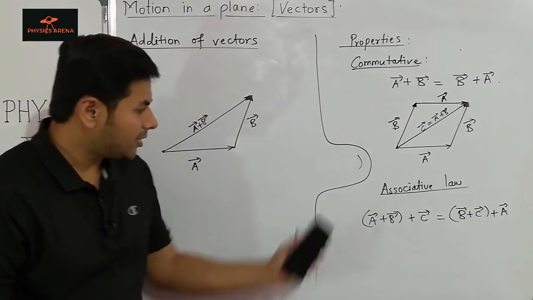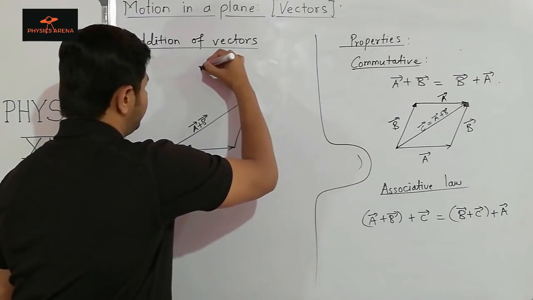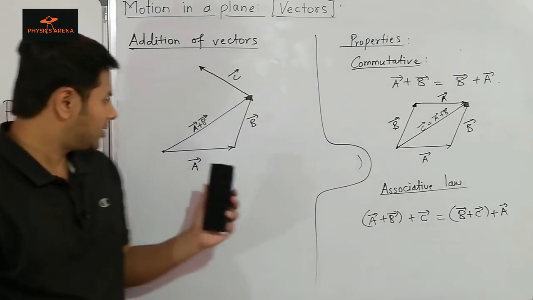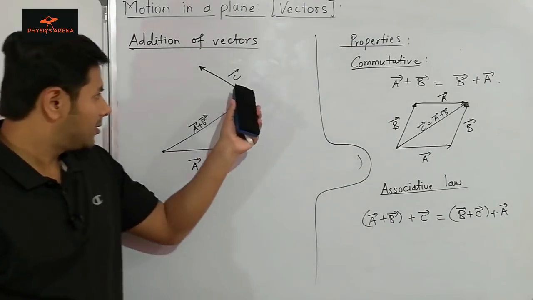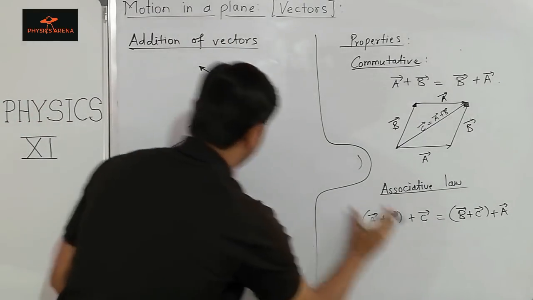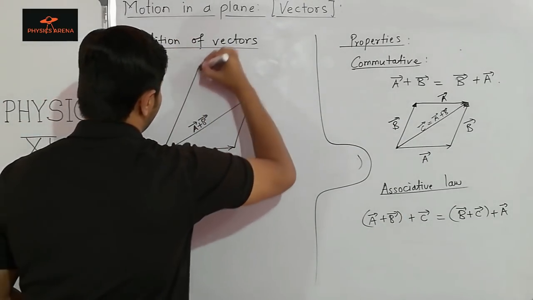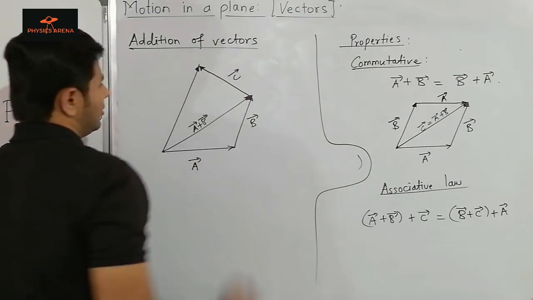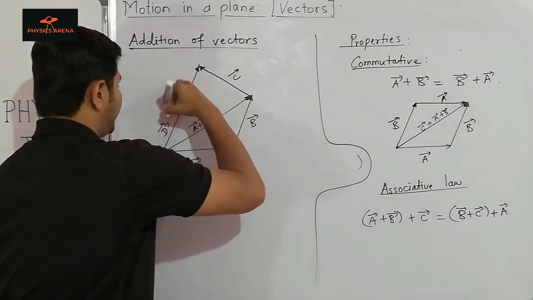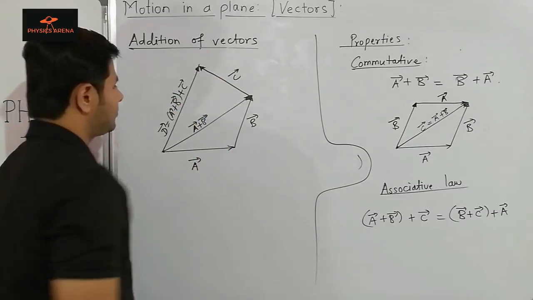Then let's take c bar somewhere. So suppose this is my c bar, or c arrow. Now the resultant of a bar plus b bar and c bar will be this one. So a bar plus b bar is this vector and c bar is this vector. So the resultant will be this one. Okay, let's call it d bar. And this d bar is equal to a bar plus b bar plus c bar.